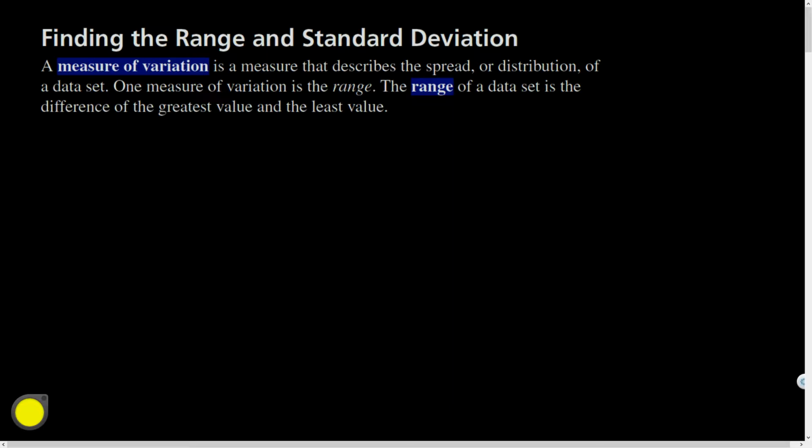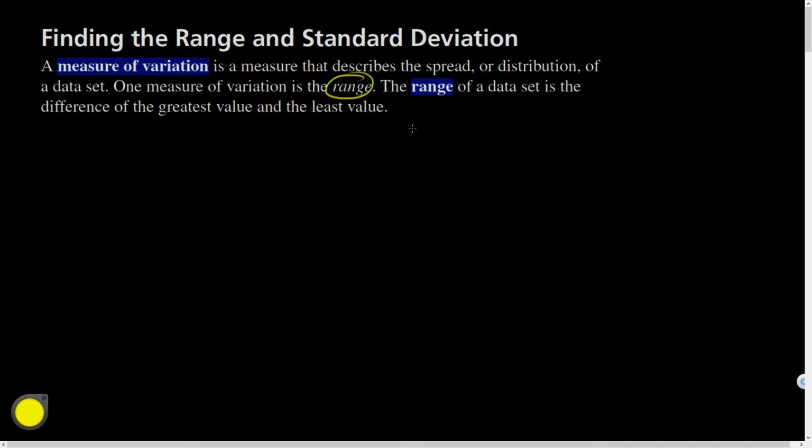And you actually already know one of these measures. You've already perhaps heard of the word range. I think that is covered in middle school at some point. But this is the idea. A measure of variation is a measure that describes the spread or distribution of a data set. One measure of variation is range. Could someone describe for us what range is?